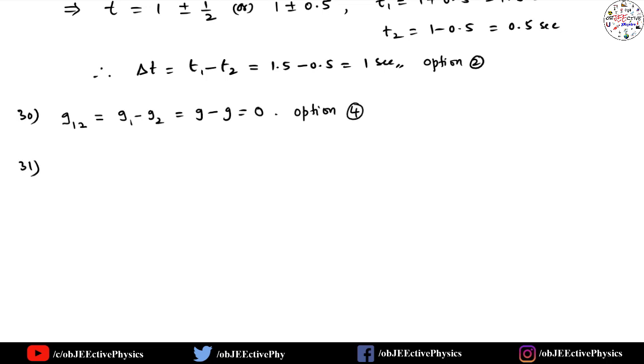Next, 31st question. A body of mass m is projected horizontally with a velocity v from the top of a tower of height h and it reaches the ground at a distance x from the foot of the tower. If a second body of mass 2m is projected horizontally from the top of a tower of height 2h, it reaches the ground at a distance 2x from the foot of the tower. The horizontal velocity of the second body is?